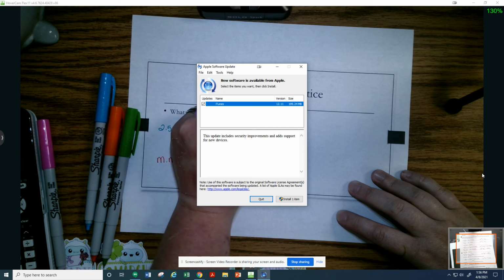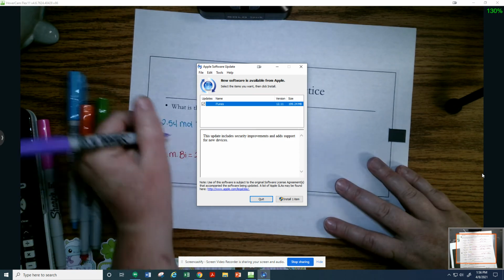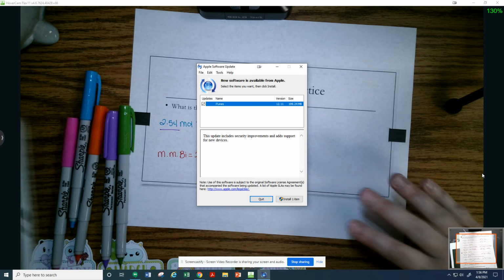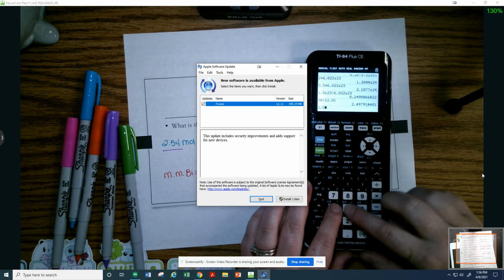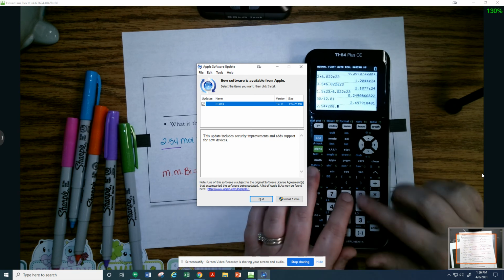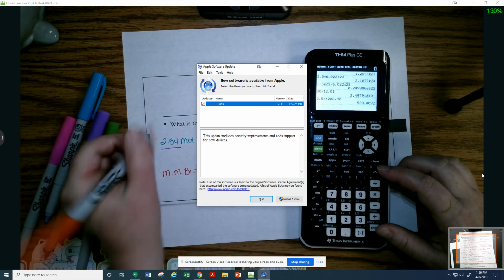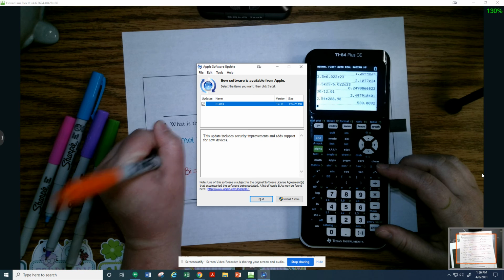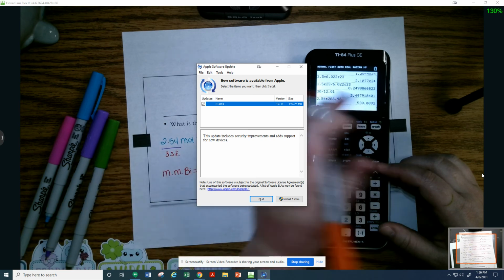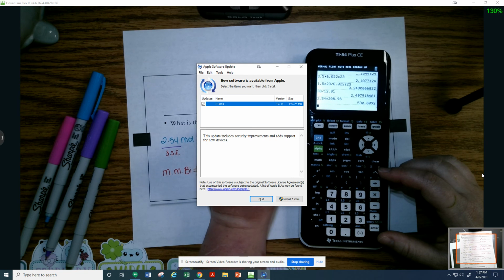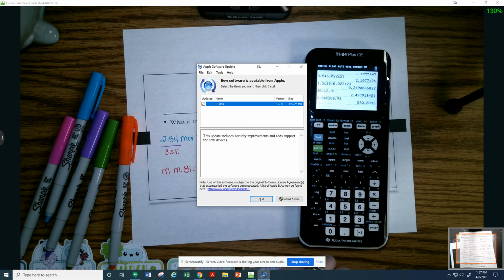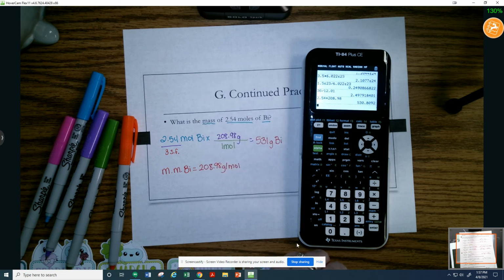208.98 grams. Again, when converting, only your given determines your sig fig amounts. So 2.54 has 3. So we take 2.54 times that 208.98. Again, keeping my answer to 3 sig figs, I have 530.8. That 8 rounds it up. So I get a final answer of 531 grams of bismuth. And this is topic 9.1 on how to do one-step mole conversion.